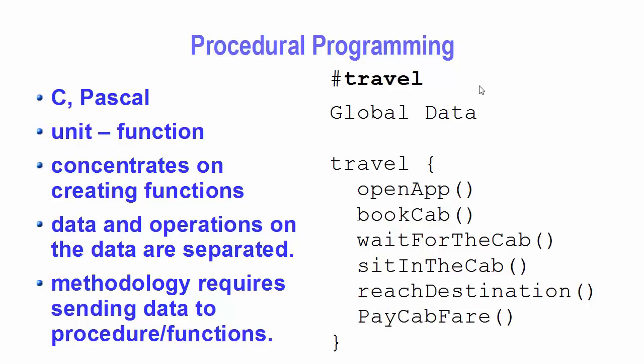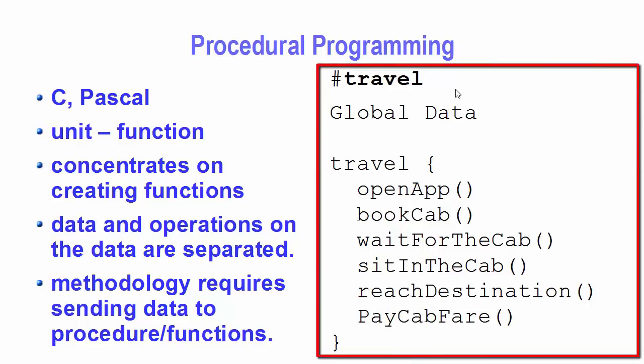If this sounds a little bit confusing, let me try to explain it with an example. Let's say you have been given a task to create a program for a passenger who wants to travel from one place to another place using a cab service. If we think from the point of view of procedural programming, we create some global data structure which holds the data.